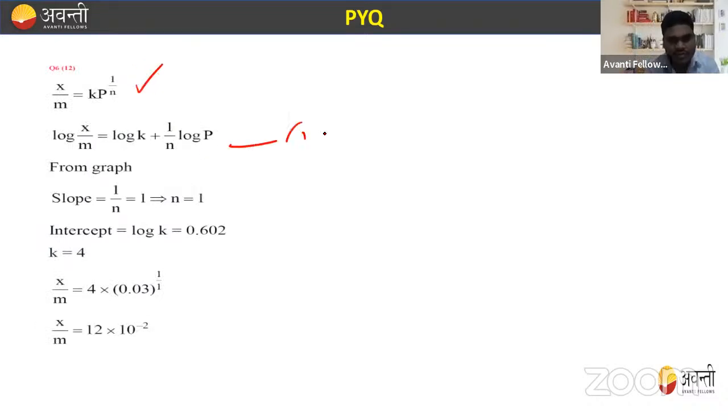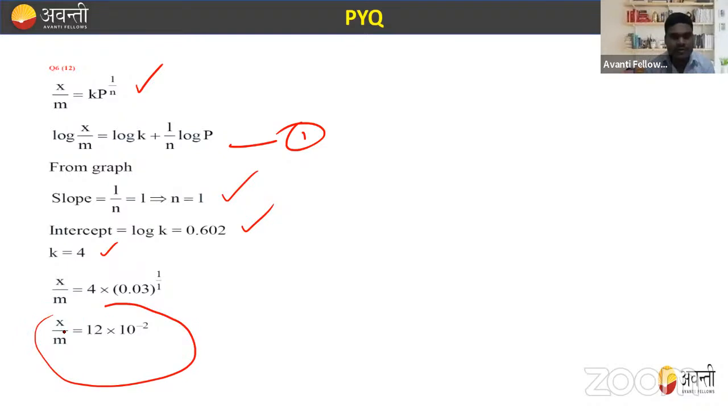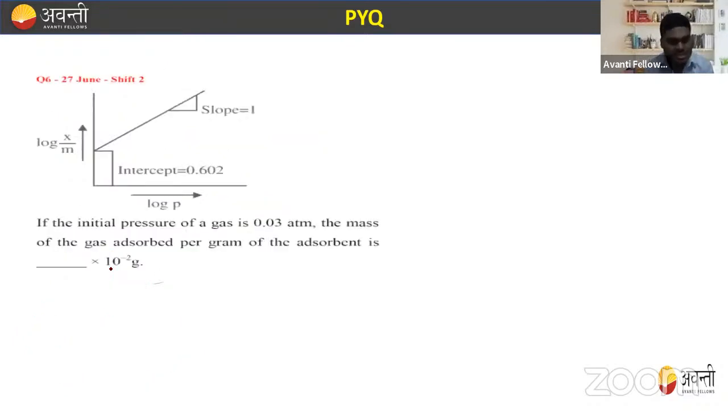This we know, the formula. We already solved two numericals on this formula. So from this graph, we know the slope comes out to be 1 and the log k is also given, that is 0.602. So k is equal to 4. So just put the value: x by m is equal to 4 into 0.03 raised to the power 1 by 1. So you can calculate x by m comes out to be 12 into 10 raised to the power -2. So the correct answer is 12 here.